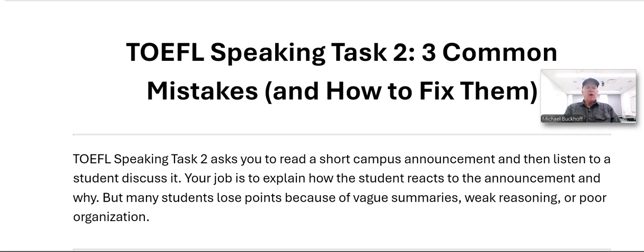BetterTOEFLScores.com. Let's talk about TOEFL Speaking Task 3. There's 3 common mistakes that you might be making on this TOEFL Speaking Task, and how do you fix them? TOEFL Speaking Task 2 asks you to read a short campus announcement and then listen to a student discuss it. Your job is to explain how the student reacts to the announcement and why. But many students lose points because of vague summaries, weak reasoning, or poor organization.